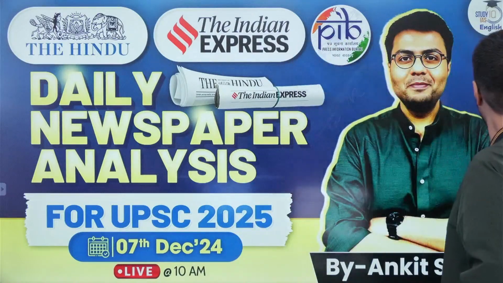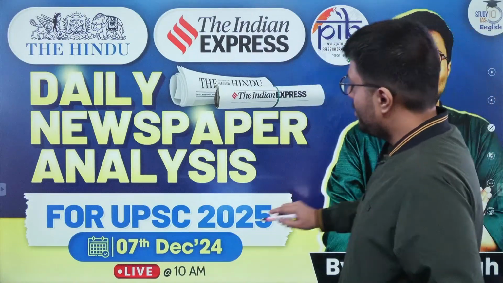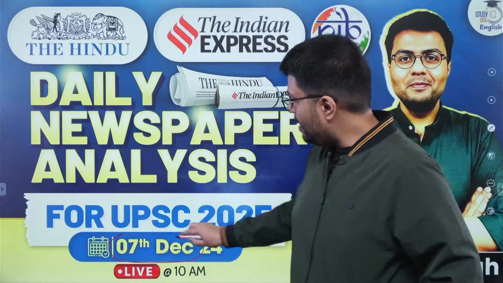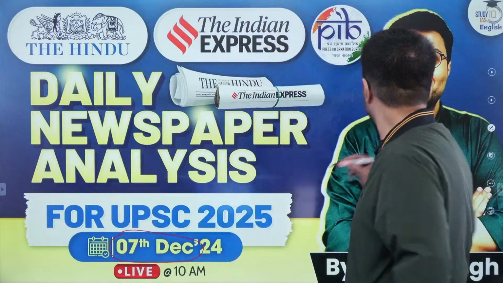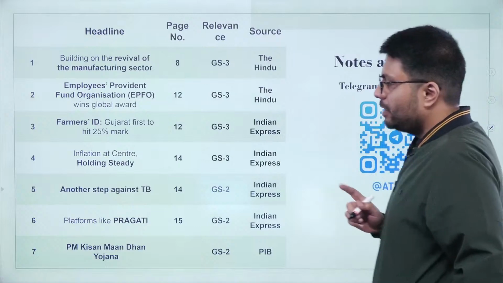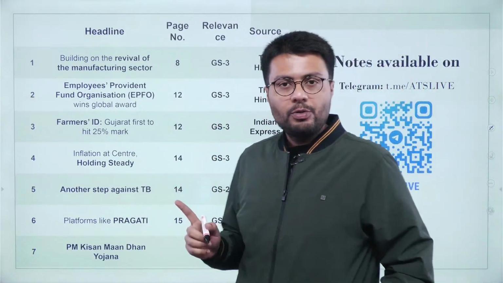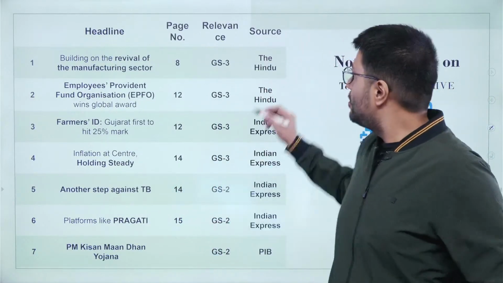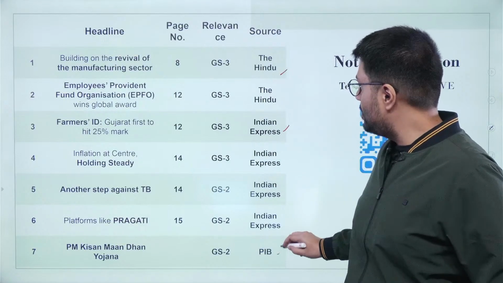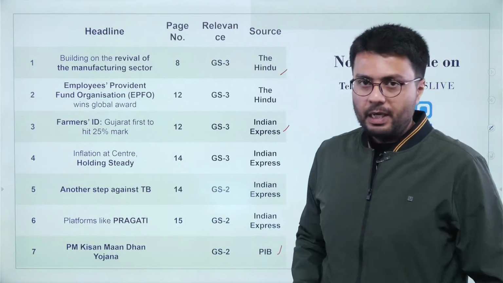Today is 7th of December, and we have in our today's discussion topics from these three newspaper sources that we cover on a daily basis: The Hindu, Indian Express, as well as the PIB website.